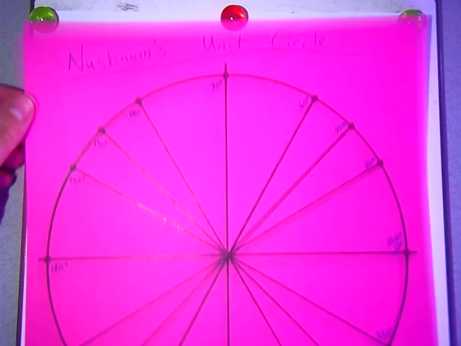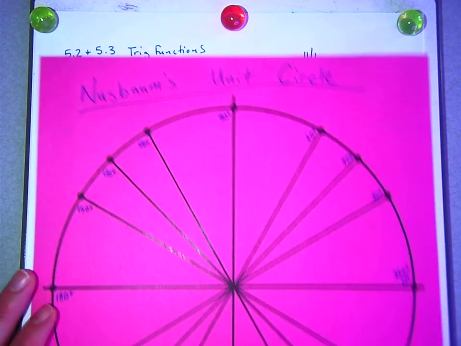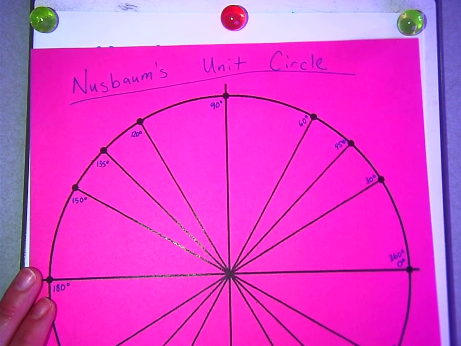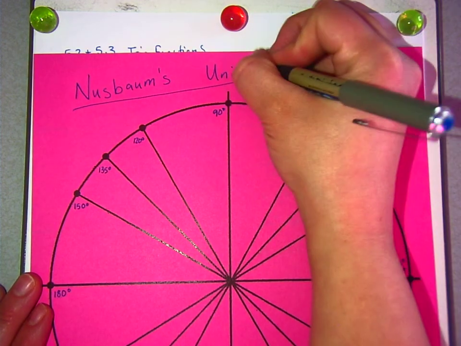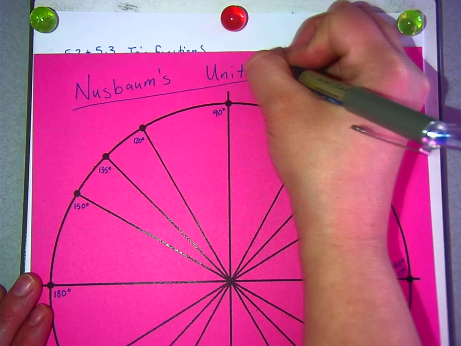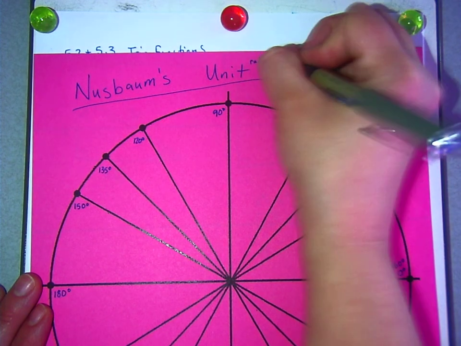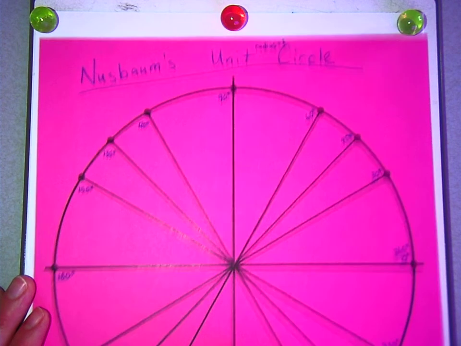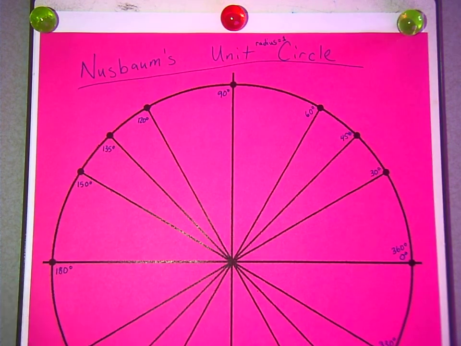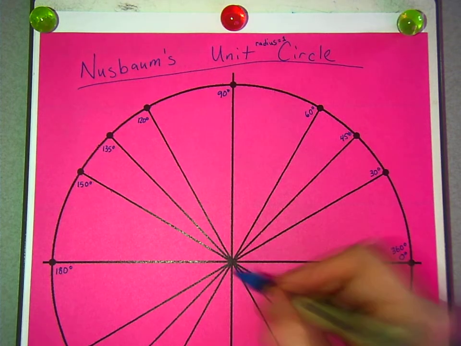Now, the thing that makes it a unit circle is this, and I'm going to write it right up here by the word unit. I'm going to write radius equals 1. So when they say unit circle, they mean unit as in 1 unit. The radius is 1. And if you're like, how do you know? Because they built it that way. They built it so that the radius was 1. This center point here is 0, 0.